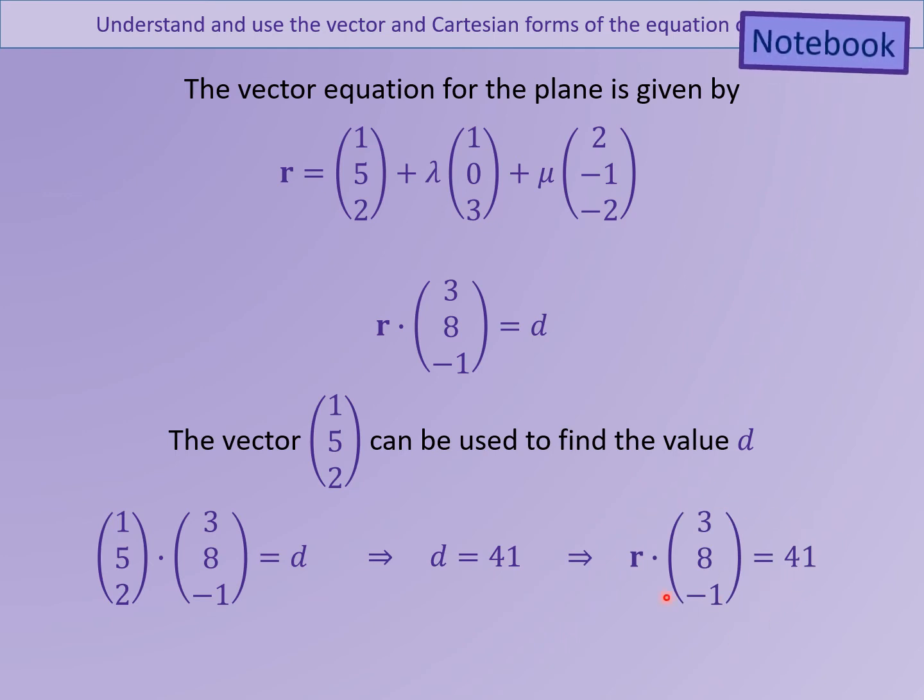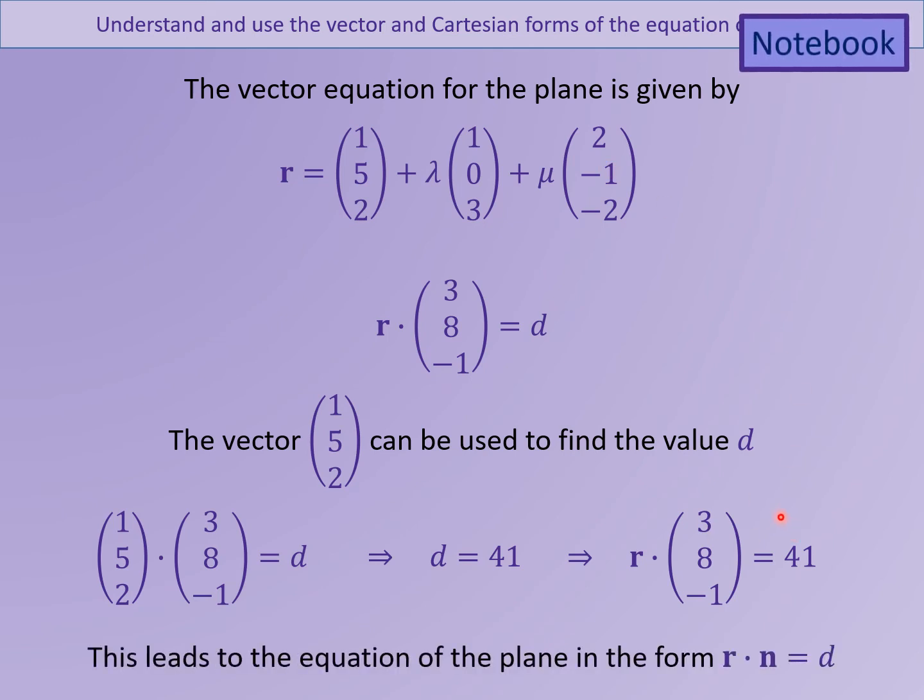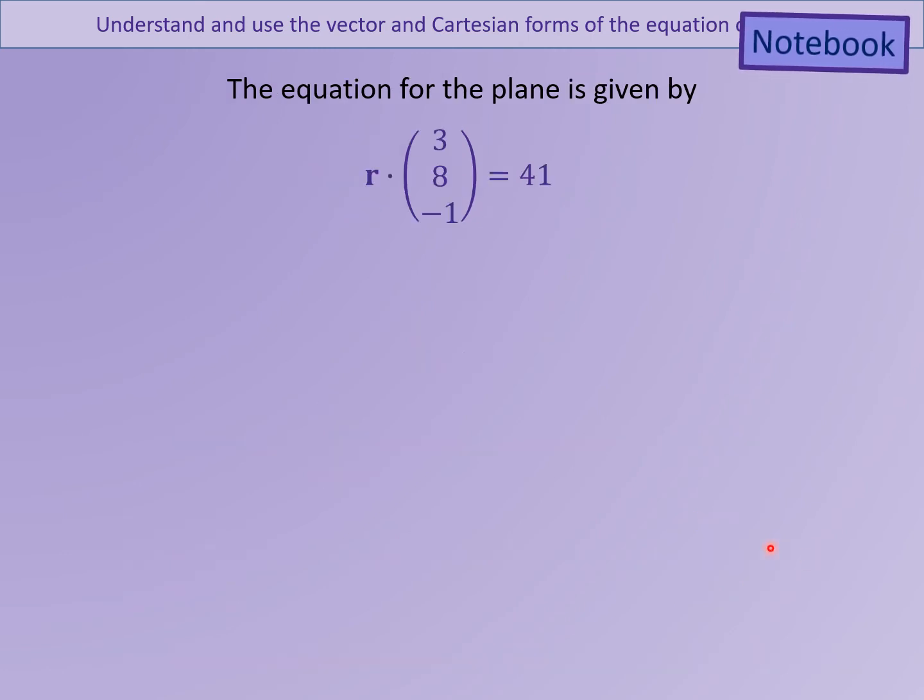So I've noticed that I can convert between a vector form to the r dot n form. So it means I can flick between, with a little bit of work, making use of the normal vector, sometimes expanding it, I can start converting between these different forms. There we go, that leads to the equation in the r dot n equals d form.